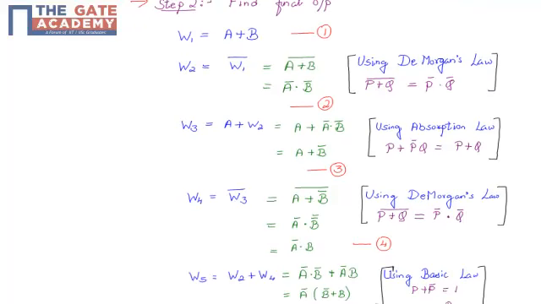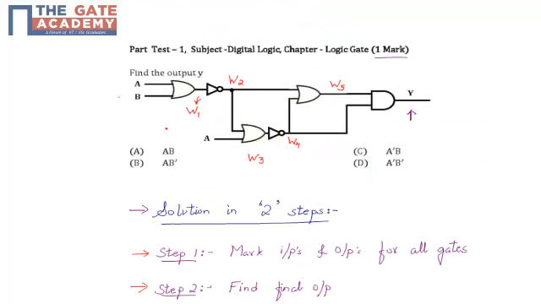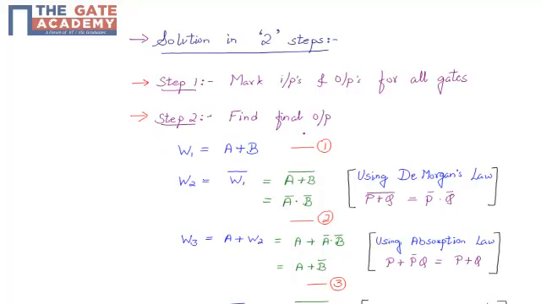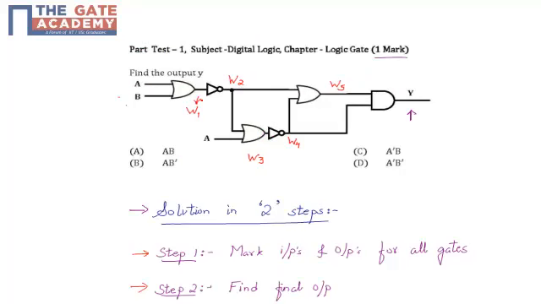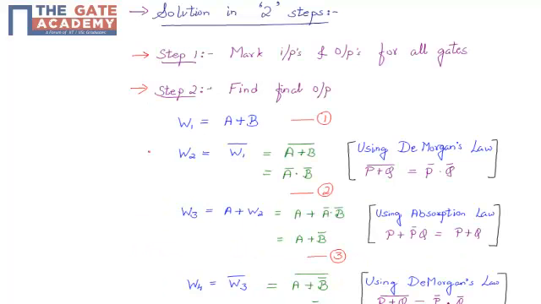From the figure we can say that W1 is equal to A plus B. So I will mark this as relation 1. Now W1 is passed through an inverting gate, so we get W2 equal to W1 bar. Using relation 1, I have A plus B the whole bar, which would be equal to A bar dot B bar, which we get using De Morgan's law. That is, P plus Q the whole bar is equal to P bar dot Q bar.